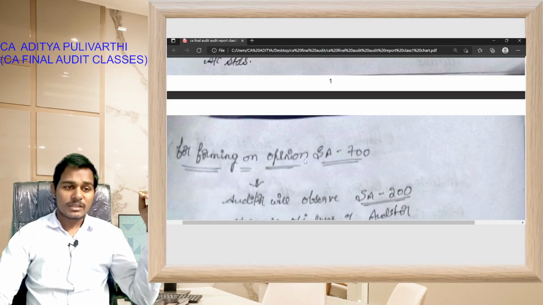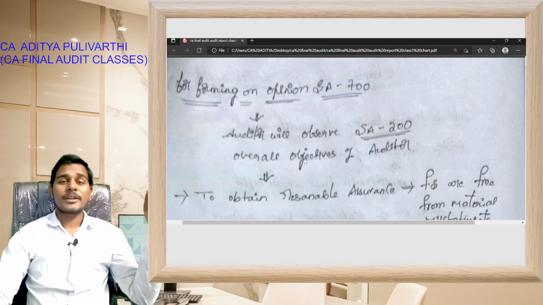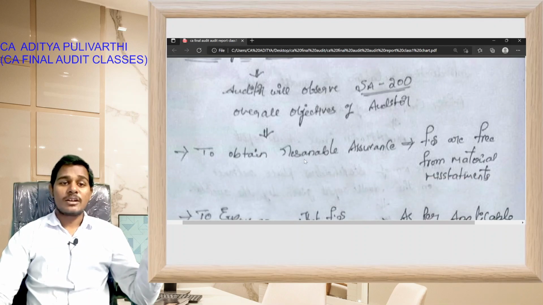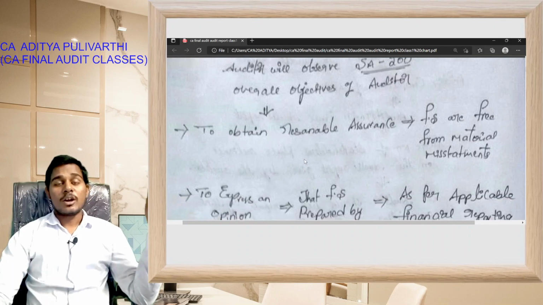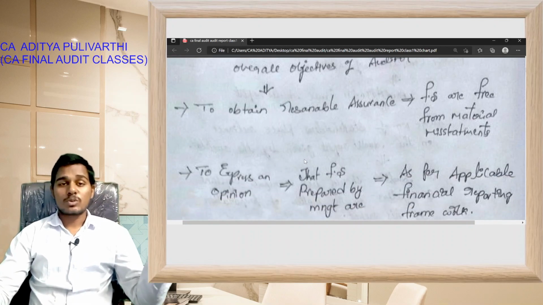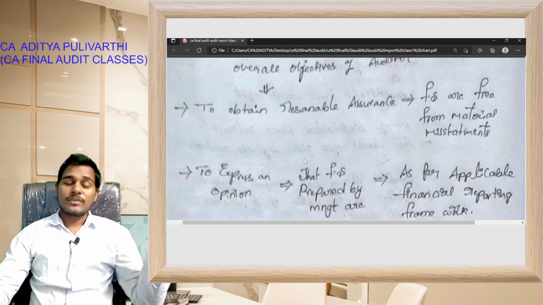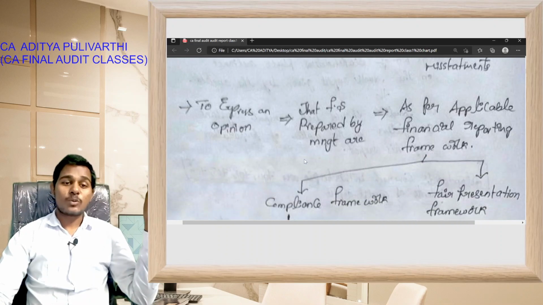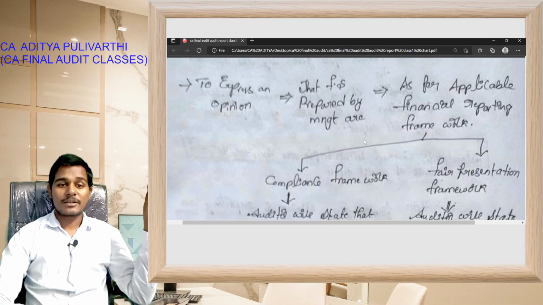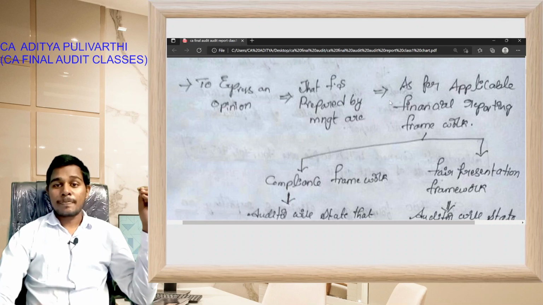Okay, for forming an opinion as per SA 700, the auditor will observe SA 200, the overall objective of an audit: to obtain reasonable assurance that financial statements are free from material misstatements and to express an opinion that financial statements are prepared by management as per the applicable financial reporting framework. This is the important sentence.